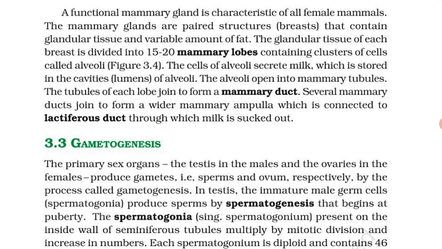The glandular tissue of each breast is divided into 15 to 20 mammary lobes containing clusters of cells called alveoli. The cells of the alveoli secrete milk, which is stored in the lumens of the alveoli. The alveoli open into the mammary tubules. The tubules of each lobe join to form a mammary duct.